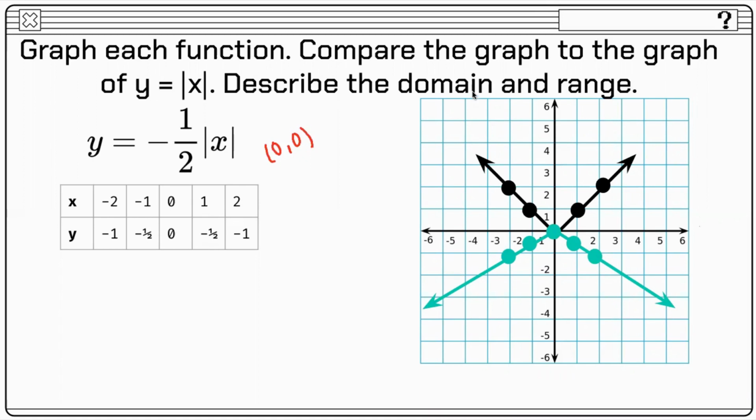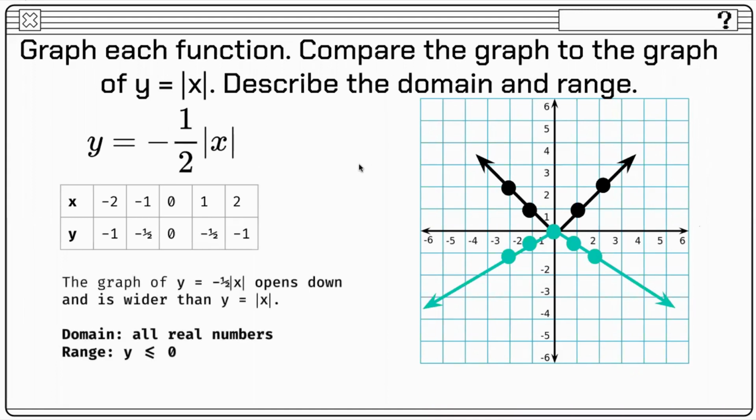And so now we can go ahead and do the last 3 parts. First, we want to compare the graph. So we identified that earlier. We said that the graph of y equals negative 1/2 absolute value x opens down and is wider than the graph of y equals absolute value of x. Remember, your domain is going to remain all real numbers.